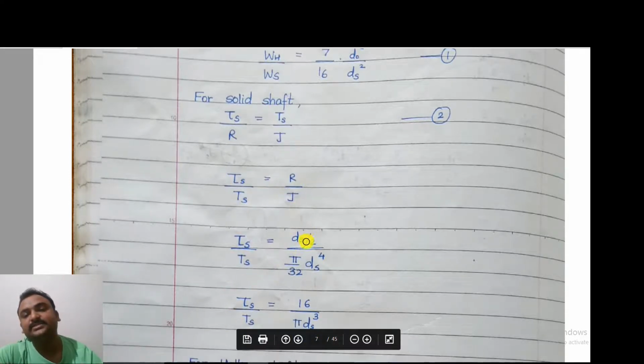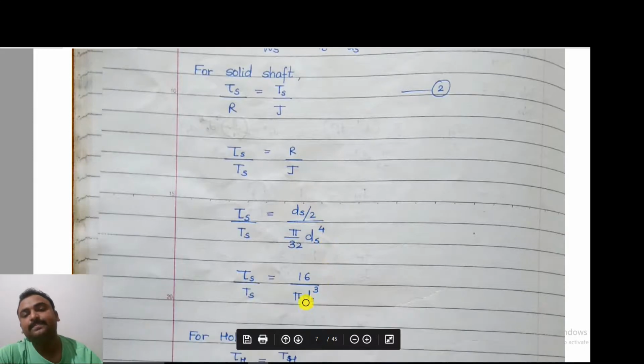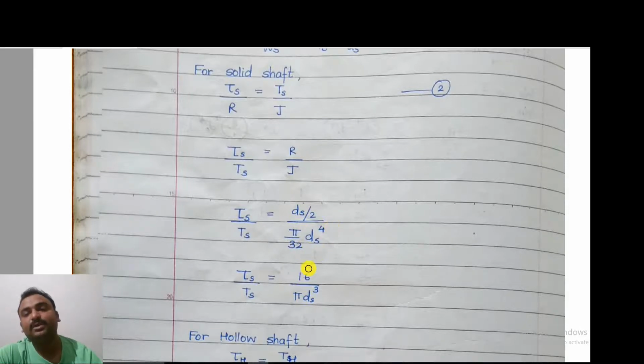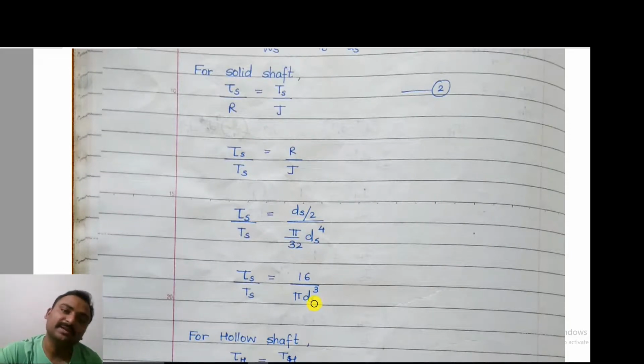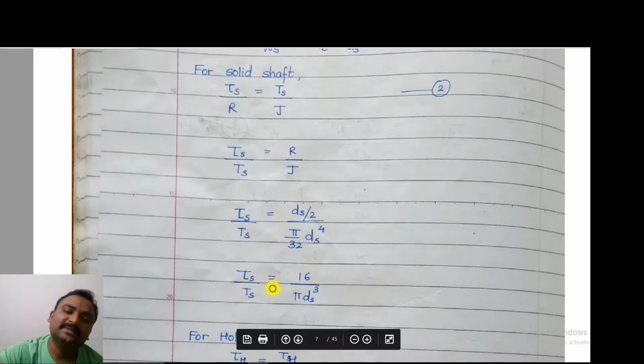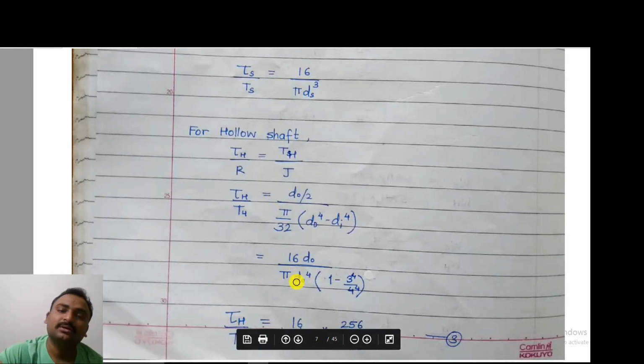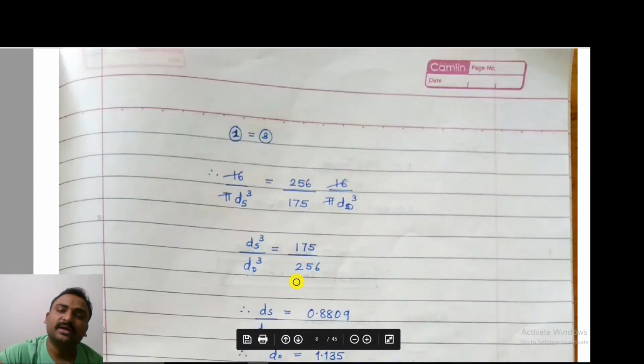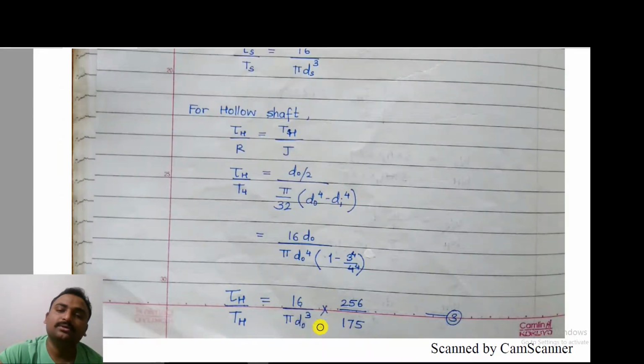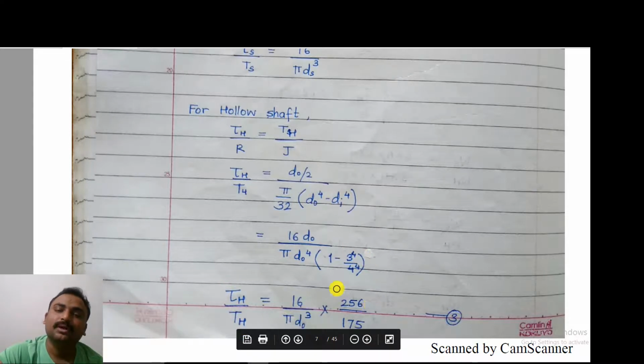Okay, r is ds by 2, J is pi by 32 ds raised to 4, so it will be 16 by pi ds cube. Getting my point? Just calculate here. Okay, similarly we can calculate for the hollow shaft and you will get the relation. So this is your equation, tau h by Th is equal to 16 by pi do cube.